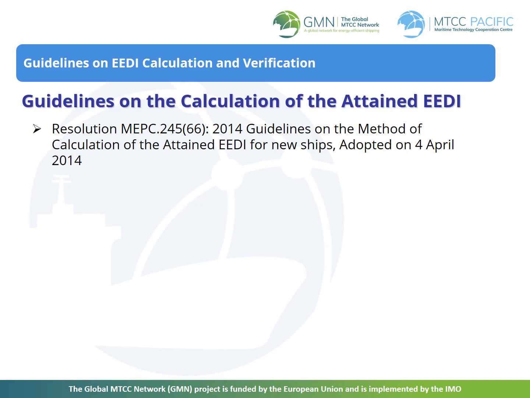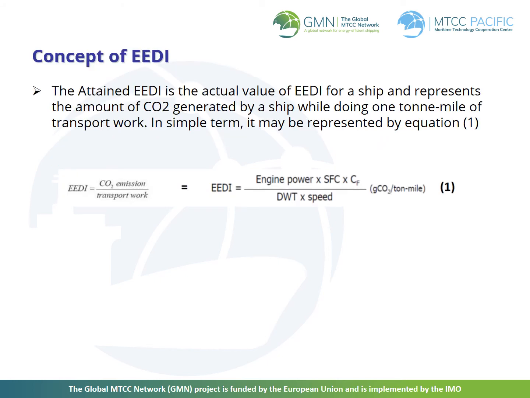Resolution MEPC.245(66), 2014 guidelines on the method of calculation of the attained EEDI for new ships was adopted on the 4th of April 2014. The attained EEDI is the actual value of EEDI for a ship and represents the amount of CO2 generated by a ship while doing 1 ton-mile of transport work. In simple terms, it may be represented by the equation in the slide.